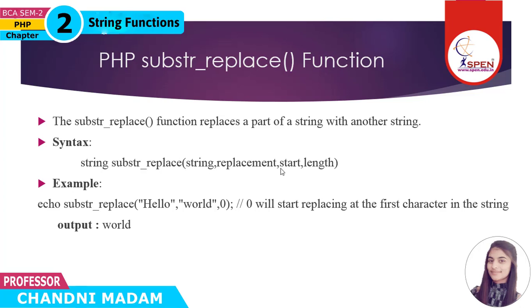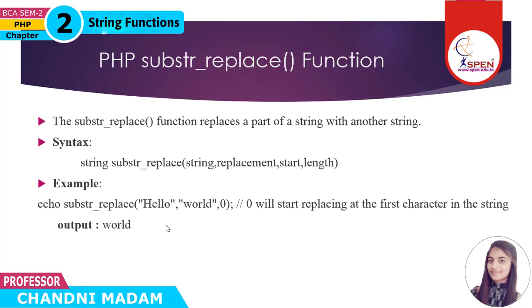Here start has a total of 3 possibilities. First, you can pass a positive number, then it starts replacing at that specific position of your string. If we pass a negative number, then it will replace from the end of the string. And if we pass 0, then it will replace from the first character, or the starting position of your string. Length is optional, and specifies how many characters should be replaced. After executing substr_replace it gives a string as output.